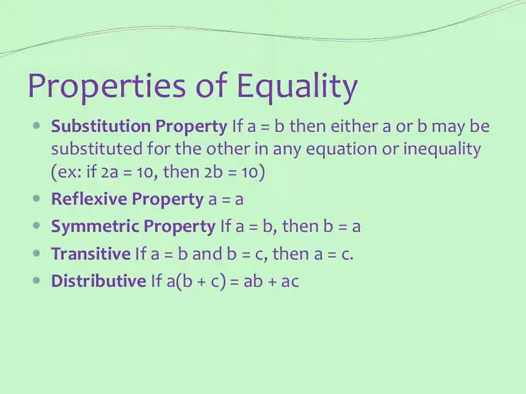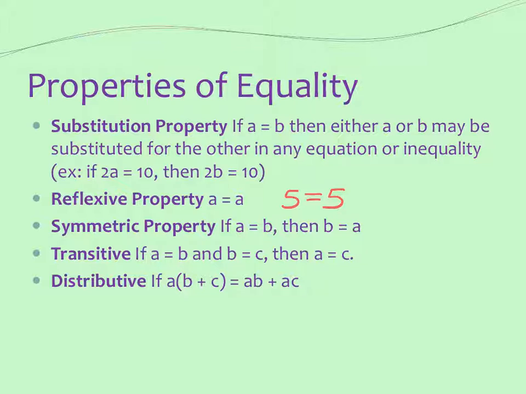The next property here is the reflexive property. And what you're going to see on either side of the equal sign is the exact same thing. Sort of think of this as like your reflection. You look in a mirror, you see yourself. So reflexive property, we could say 5 equals 5. That is your reflexive property.